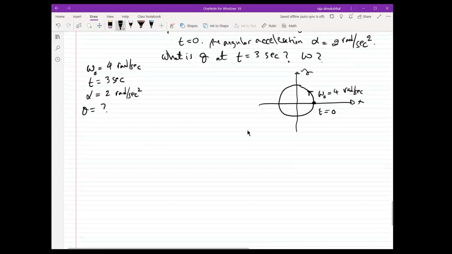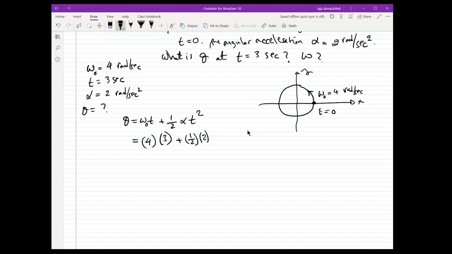So the third one says theta equals omega naught t plus 1/2 alpha t squared. And everything is given to us in this. So we have 4 times 3 seconds plus 1/2 times 2 for alpha, and then 3 squared. And there we go. I will be able to find the angular displacement. So that will be 12 plus 9. Is that right? And that will be, in this case, 21 radians.